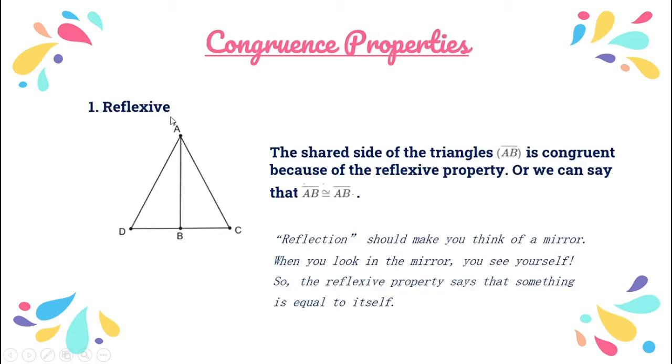Congruence properties. First is reflexive. What is reflexive? Reflexive is the shared side of the triangles. Segment AB is congruent because of the reflexive property, or we can say that segment AB congruent with segment AB. So, reflexive is also known as reflection. Reflection should make you think of mirror. When you look in the mirror, you see yourself. So, the reflexive property says that something is equal to itself.